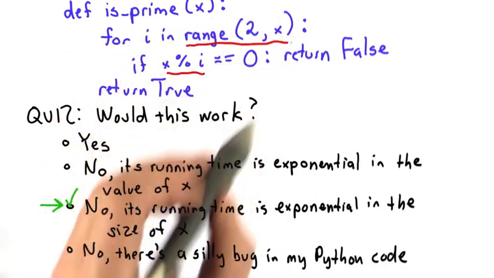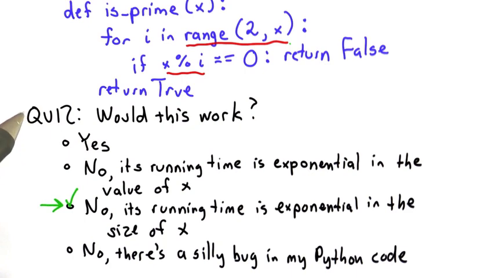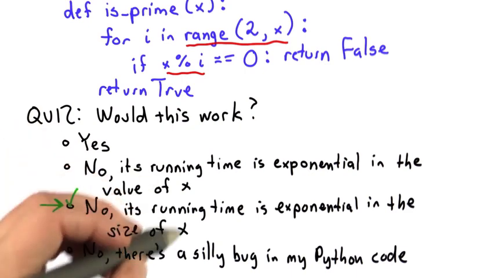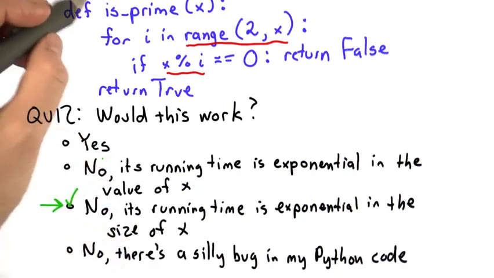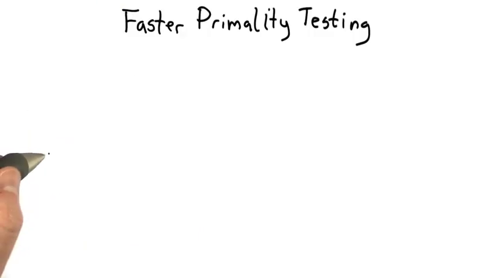We're looping through the values from 2 to x. So if x is n bits, that's going to require 2 to the n iterations. And for each one, we're computing this modulo. So this is not going to work if x is large. And in order to use primes in cryptography, we need to find large primes. So we need a faster test for primes.